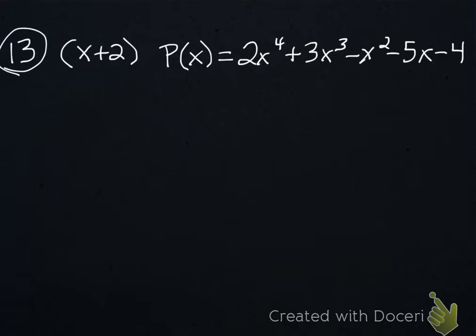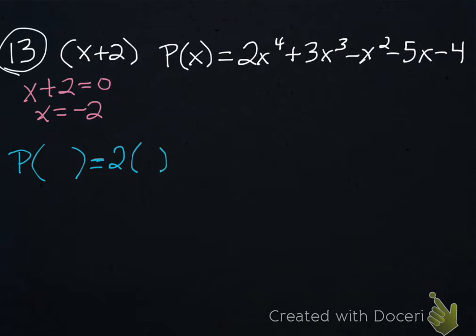Number 13. Now we're going to use our shortcut for our shortcut. Doesn't that sound cool? So synthetic division was one shortcut. Remember this one, we're going to plug it in. I still need to take my divisor, x plus 2, and set it equal to 0. I get x equals negative 2. We're going to take the x equals negative 2 and plug it in. So I need to write my equation with parentheses everywhere there's an x.